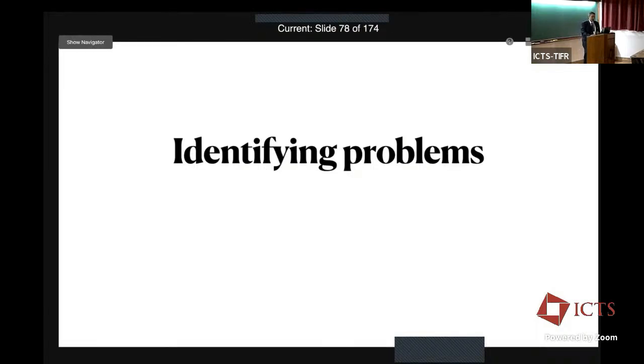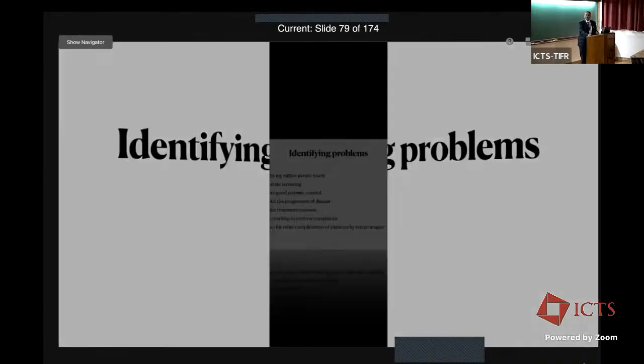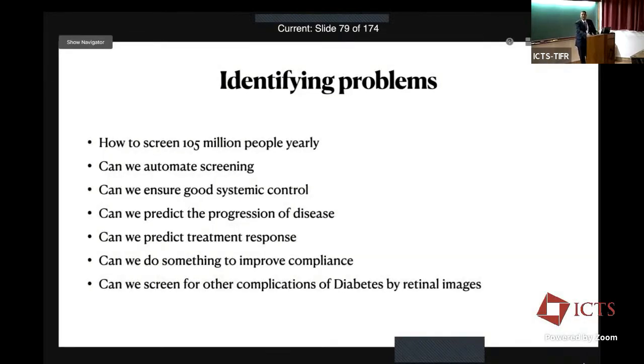Now, what are the problems? As I told you, how to screen 105 million people with diabetes yearly. Can we automate the screening process? Can we ensure good systemic control? Can we predict progression of disease? Can we predict the treatment response? As I told you, these injections are costly, and can we say whether this person will respond or not? How can we improve the compliance of treatment, because they need monthly visits? And can we screen other complications of diabetes using these retinal images?